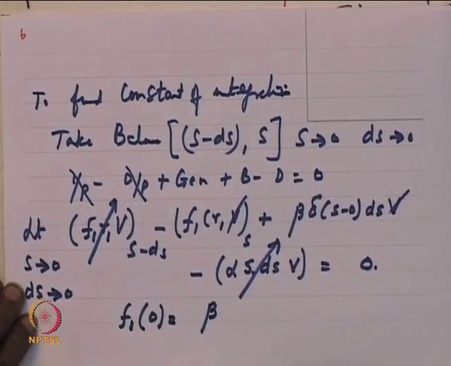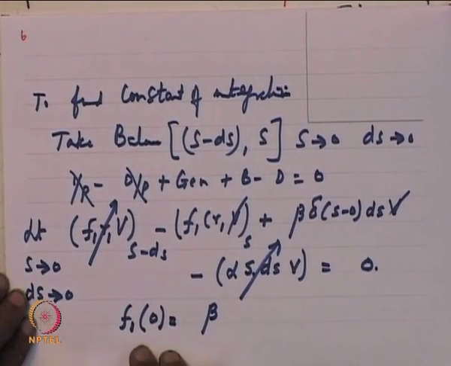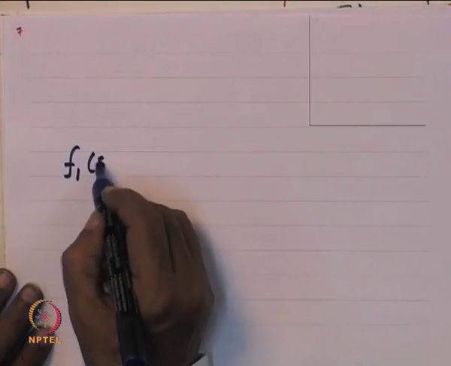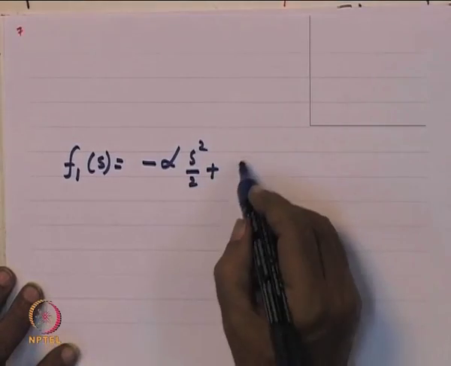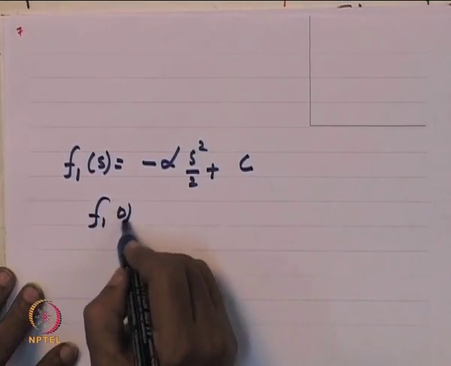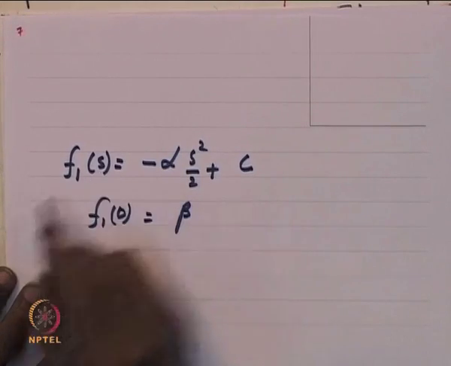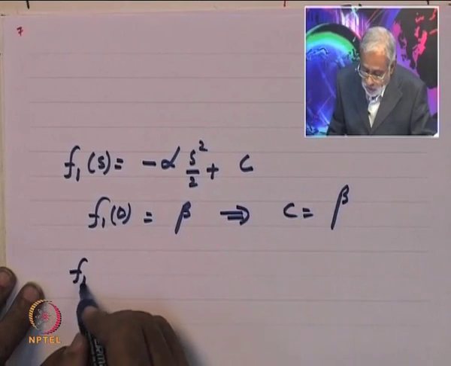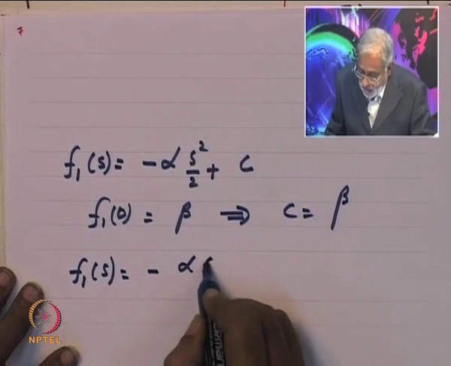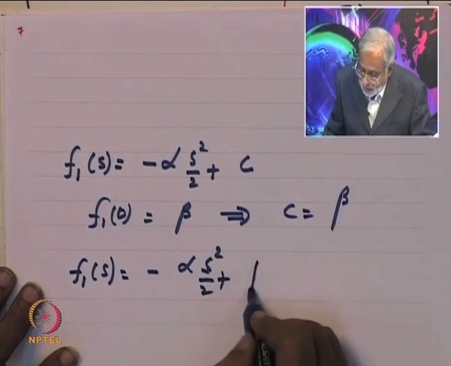So, what we have said here, this is common sense, this is also common sense. So, what have we got? Please notice. Our solution F1 of S we said is minus alpha S squared by 2 plus a constant of integration, and what we have said is F of 0 equal to beta. So, you put beta here, this gives you C equal to beta. So, our solution is equal to minus alpha S squared by 2 plus beta.